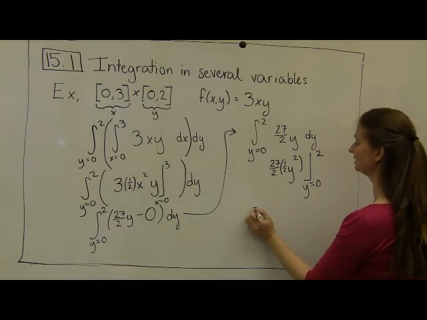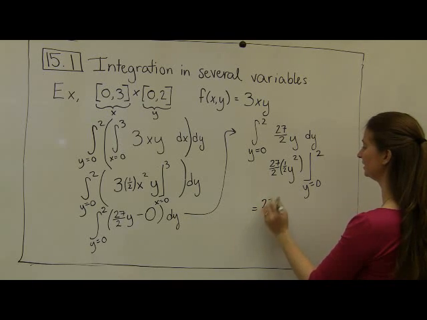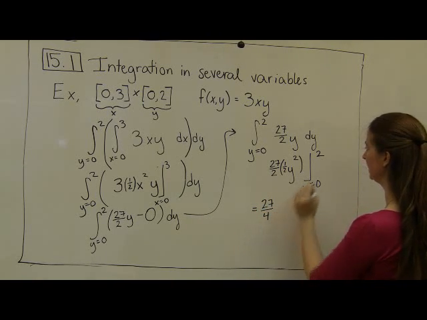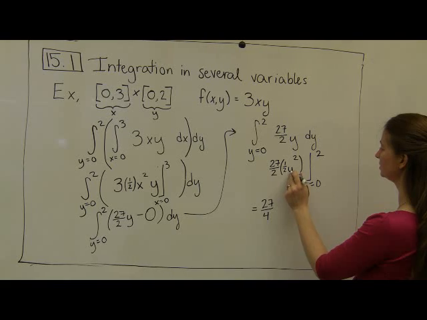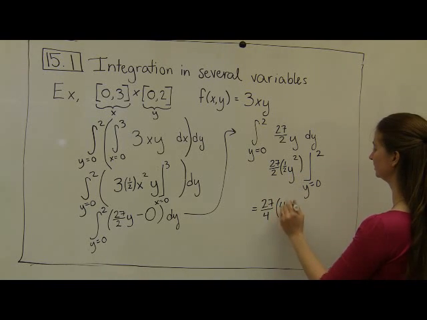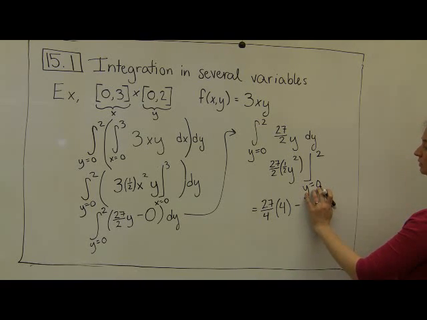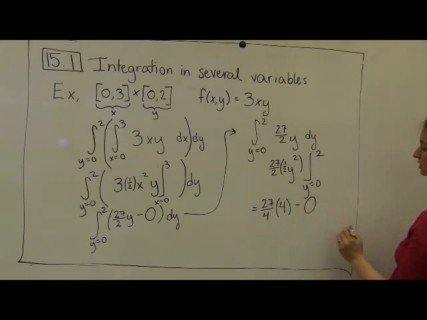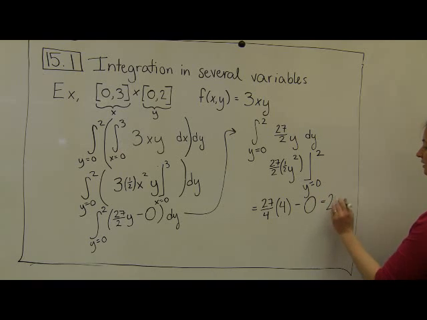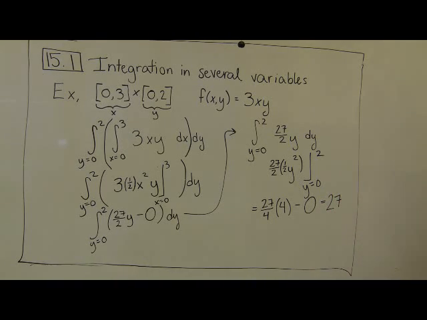So I can simplify this a little bit. I have 27 fourths. Evaluating when y equals 2, I get 4. 2 squared is 4. And then I have to subtract off the lower bound when y equals 0, which in this case is just 0, which gives me a value of 27.